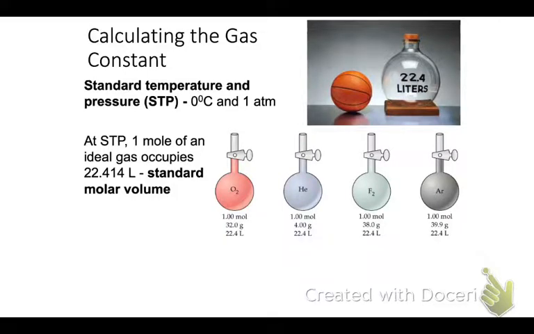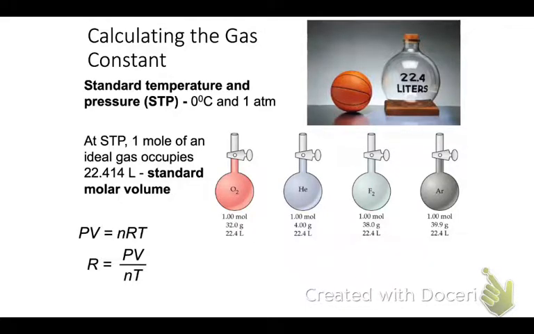If I have a mole of any gas at STP, the volume for it will always be 22.4 liters. You actually need to know this by heart, right? And you just need the 22.4. You don't need more digits than that. So 1 mole of a gas at STP will occupy 22.4 liters.